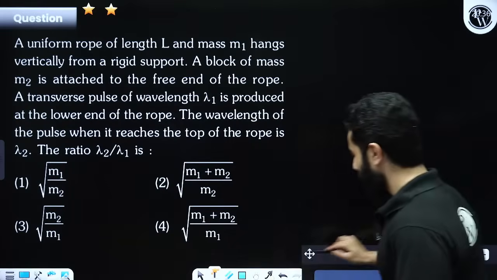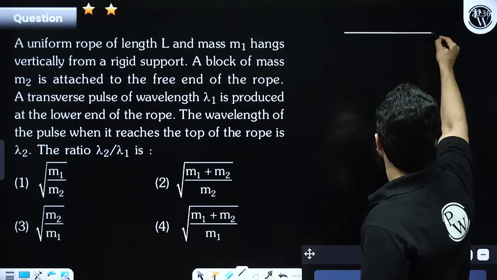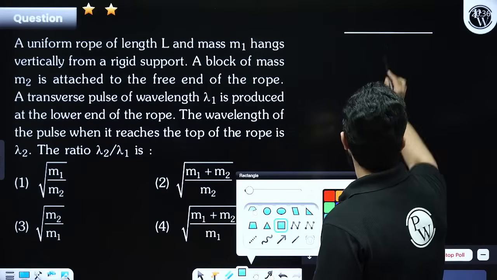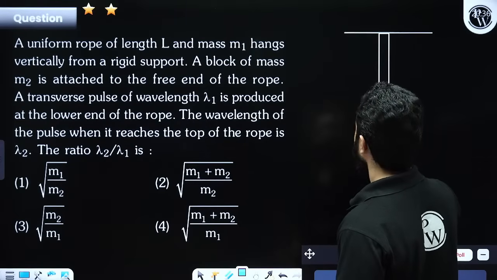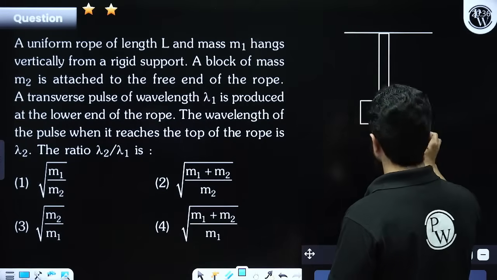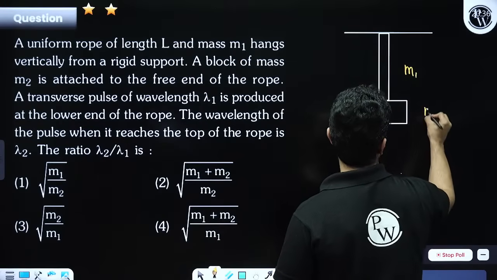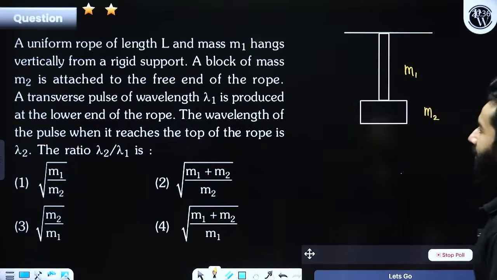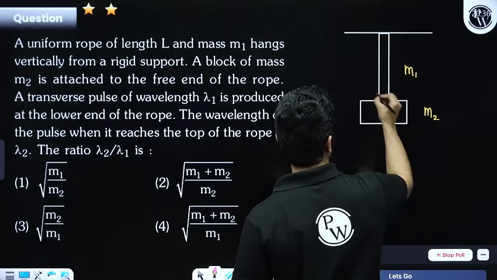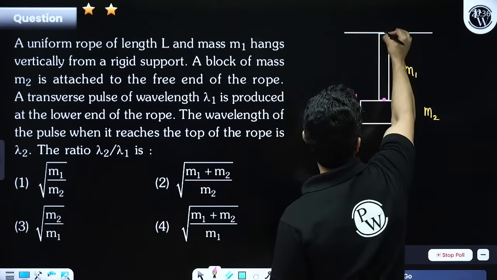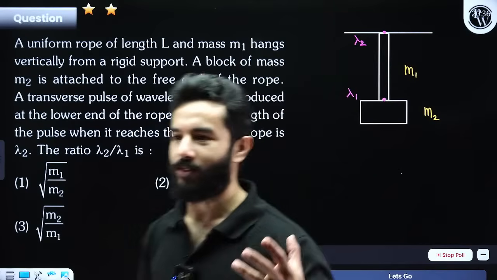Chalo, be quick. By that time, I'll help you with the diagram. See what they are trying to say. From a ceiling, we have got a rope like this, and from this rope we have got a block of mass M2. This rope has got mass M1, and this block has got mass M2. And then they are saying that at the lower end the wavelength is lambda 1 and at the upper end the wavelength is lambda 2. So you need to find out lambda 2 is to lambda 1.